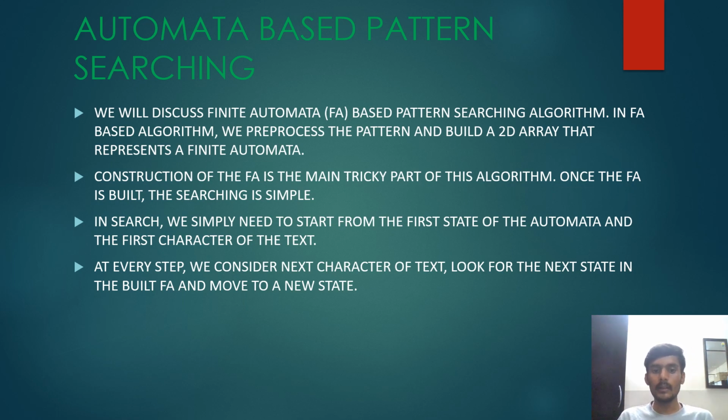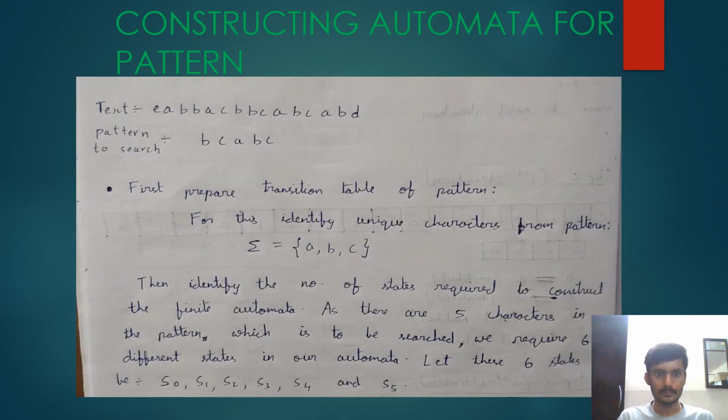In search, we simply need to start from the first state of the automata and the first character of the text. At every step, we consider the next character of the text, look for the next state in the built finite automata and move to that state. This is how we process automata based pattern searching.